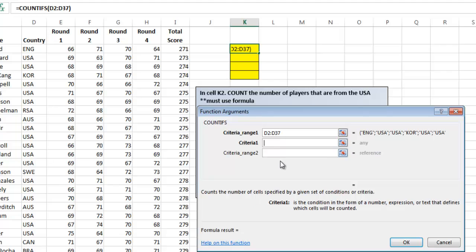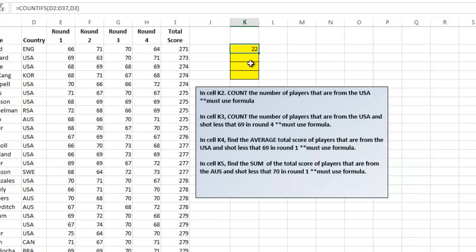And for criteria, there's two ways I can do this. I can either do USA in quotes, or I like to just point at a cell with the value that I'm looking for, especially when I'm looking for a direct match like this. You can see it's going to work, and I get 22, and that's probably correct. So that was a COUNTIFS.